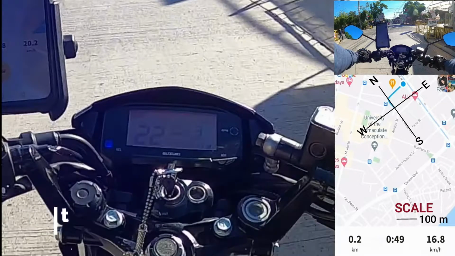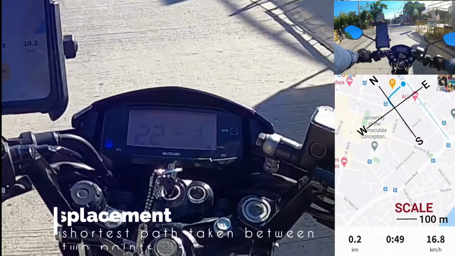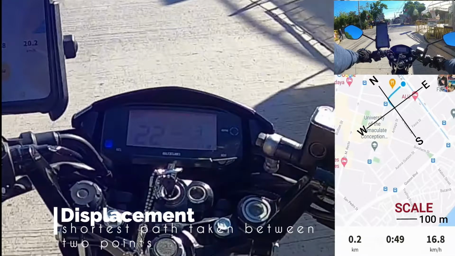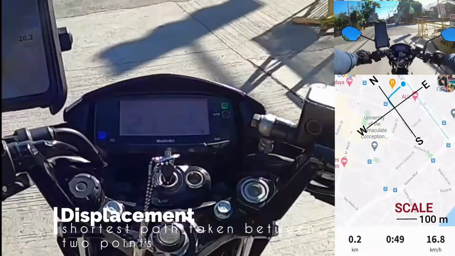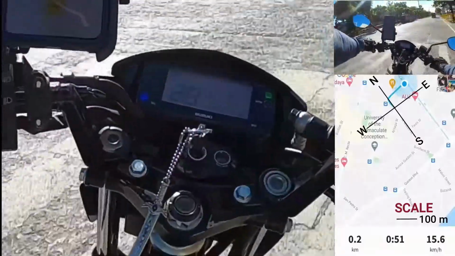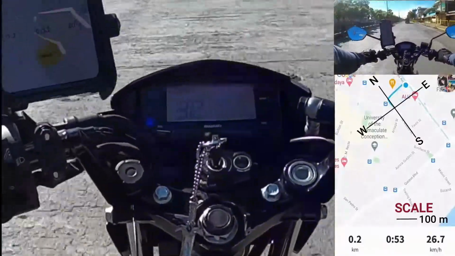On the other hand, displacement is the shortest path from the origin to this point. That is the red line on the map. So we can estimate that using the scale. Say that is 140 meters. So remember, that is just an estimation. We can also describe the direction of this displacement as discussed in the previous lesson. Remember, displacement has direction.